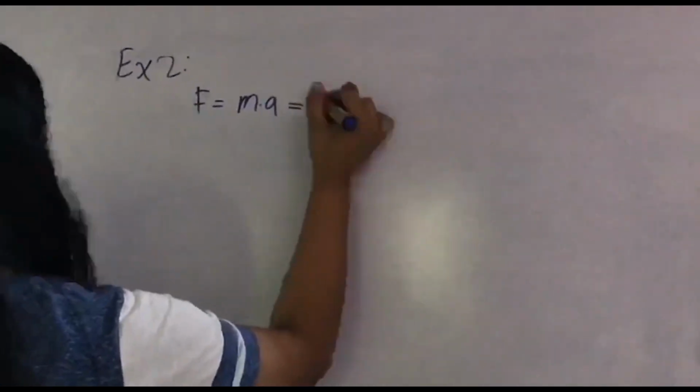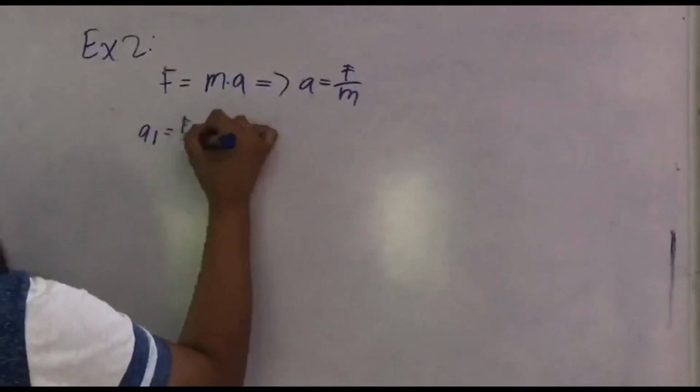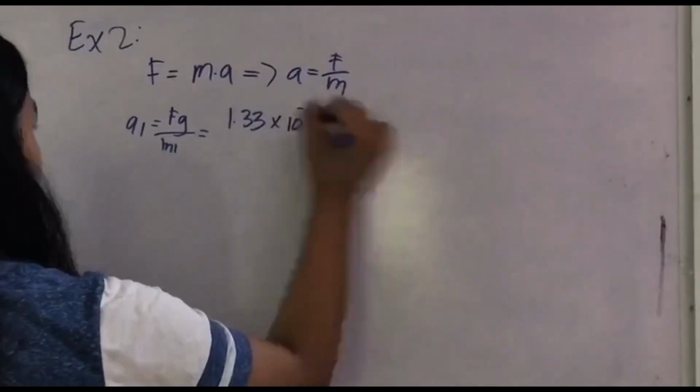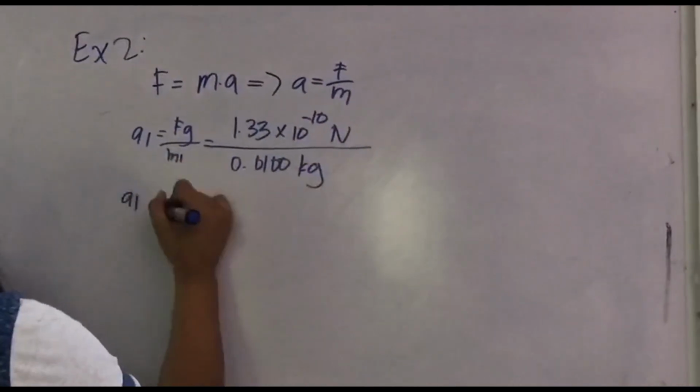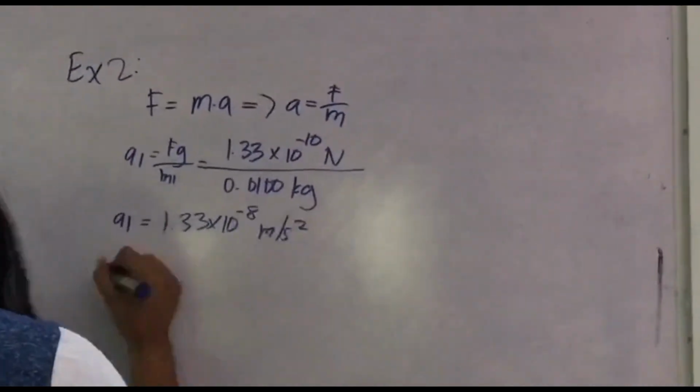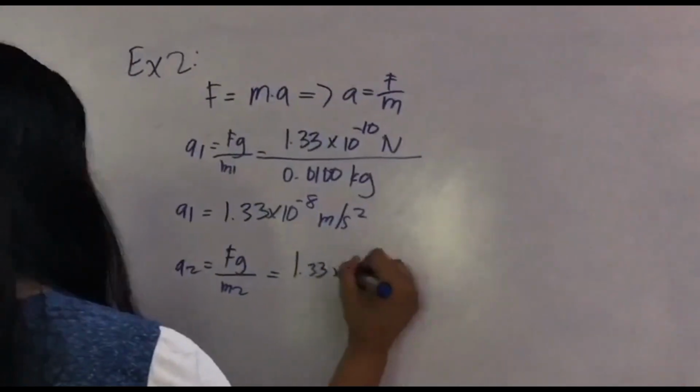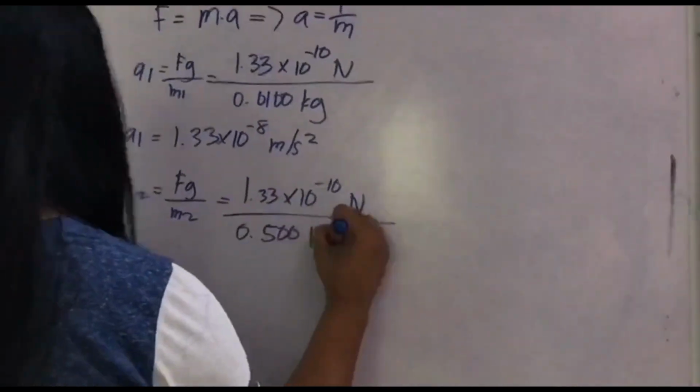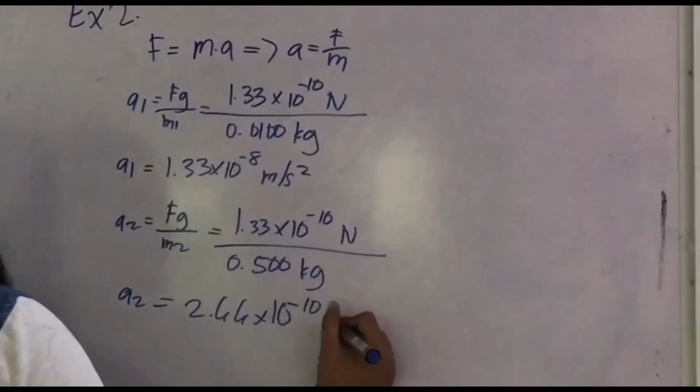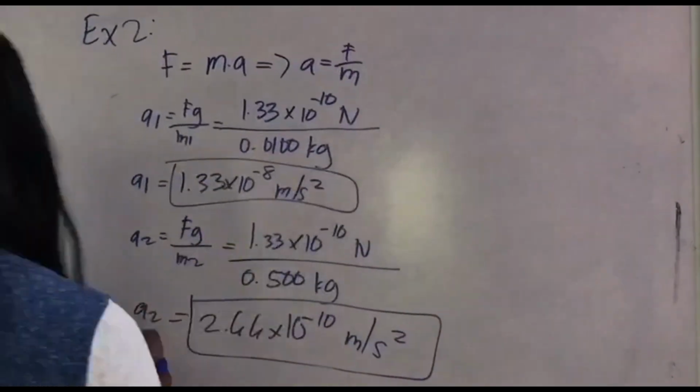To get the acceleration for both objects, we can rearrange force equals mass times acceleration, which will give us force divided by the mass. Plugging in the values, for a1 we have the answer, and for a2 we follow the same procedure.